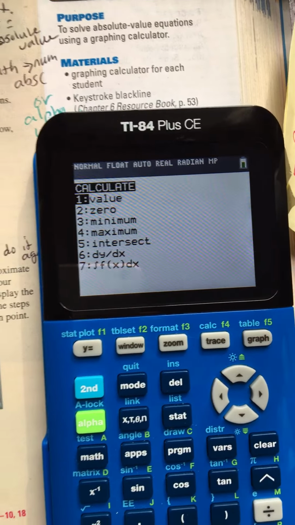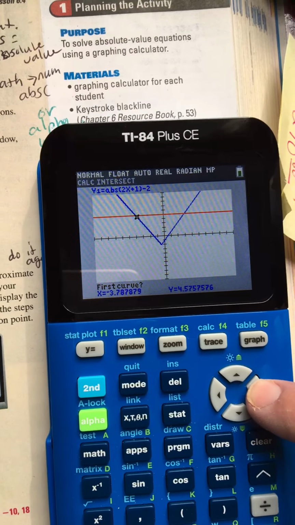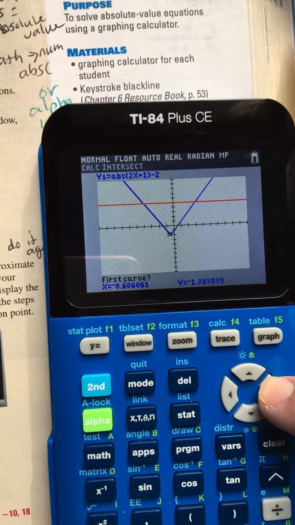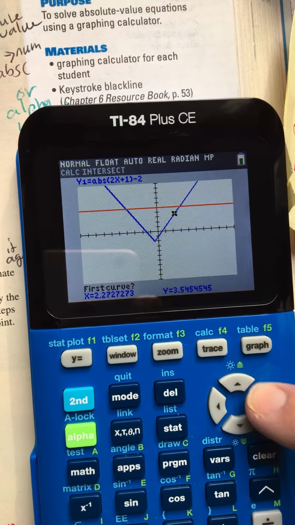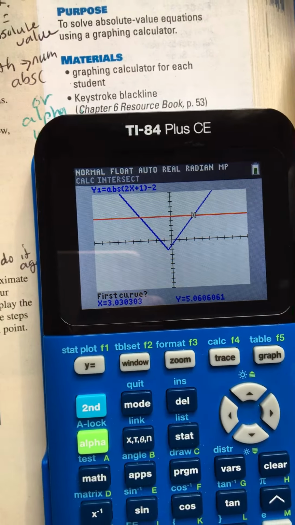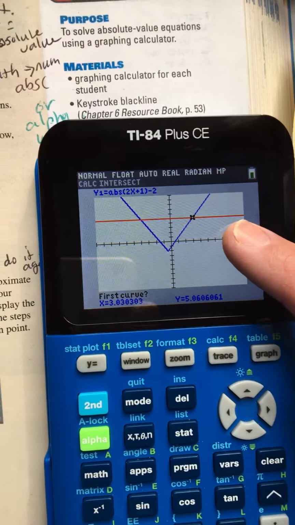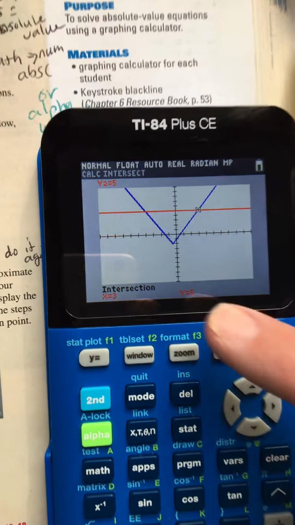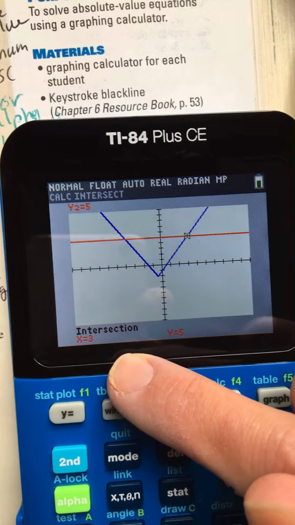I do second trace, intersect. This time I'm going to make it go to the other side, because absolute values have two answers, and if you don't know why, go watch the Algebra 1 video that goes with this. It will explain it. I hit enter 3 times again, and it told me that the other answer is 3. If I look here, it says that the answers are 3 and -4, just like what I got. Ta-da! I think that's super fun, and very exciting.